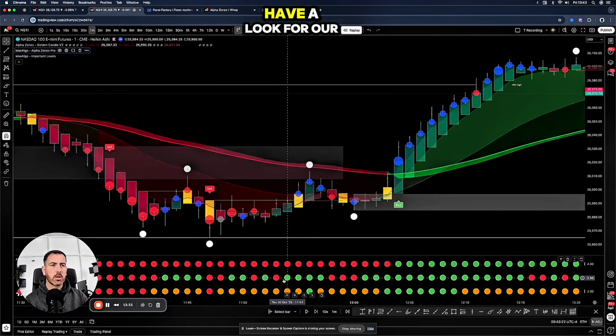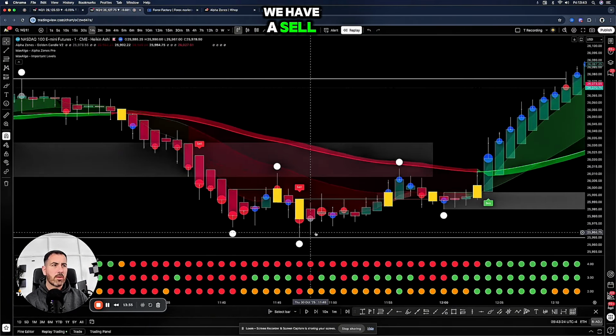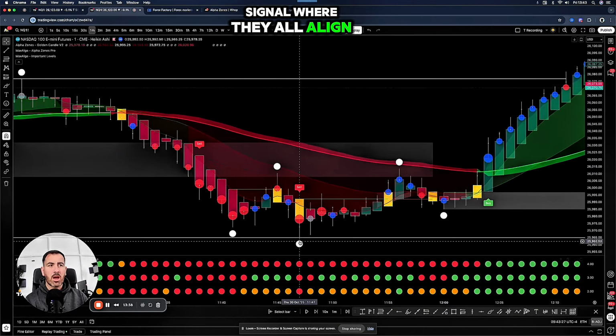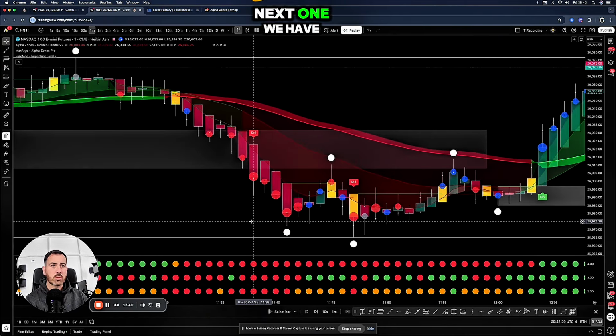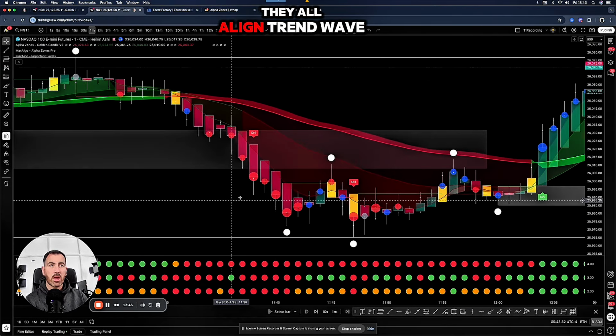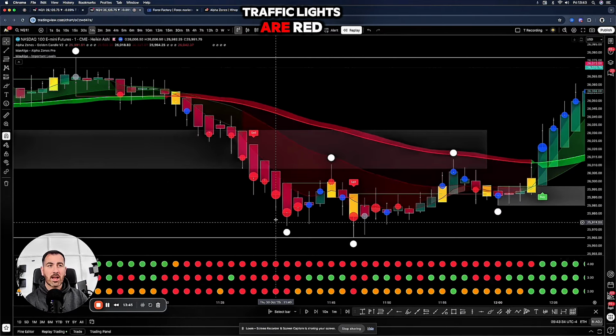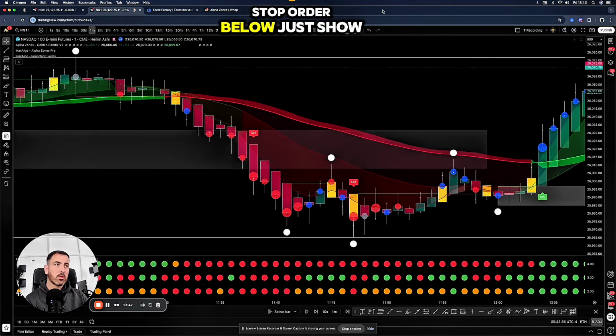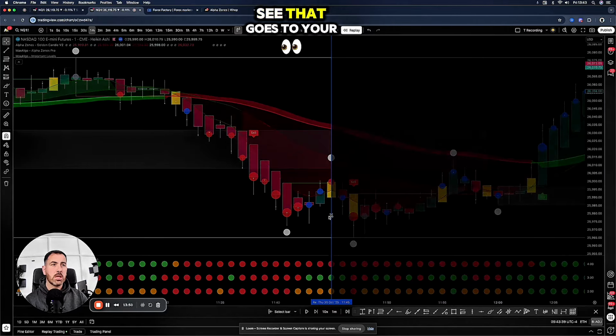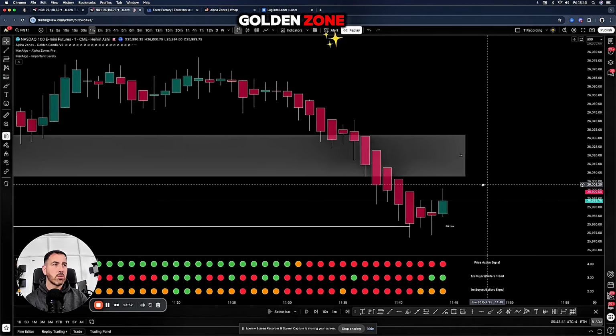Let's move along. Let's have a look for our next one. We have a sell signal where they all align. No tag. Perfect. Next one, we have a sell signal where they all align. Trend wave is red. Traffic lights are red. Stop order below. Just make sure you can see that goes to your golden zone.